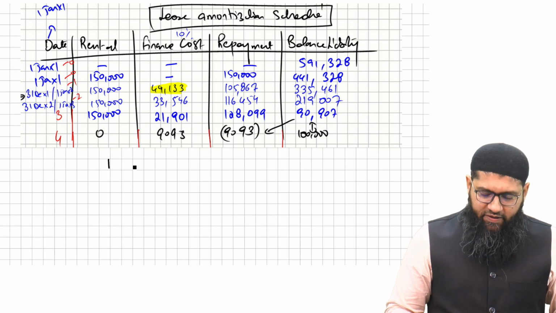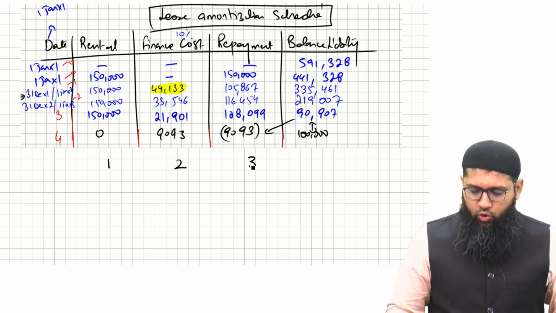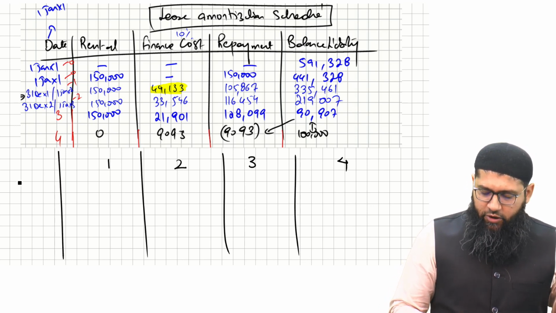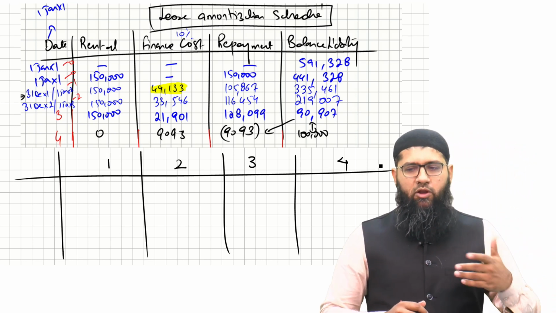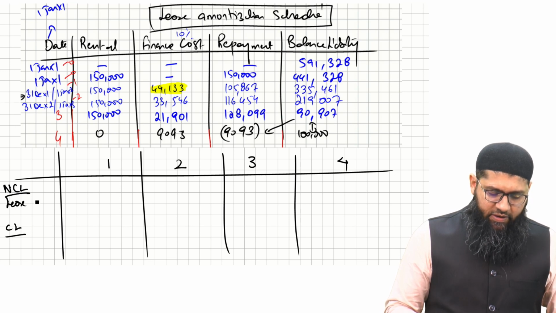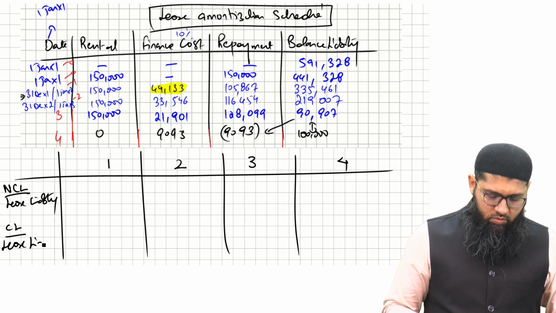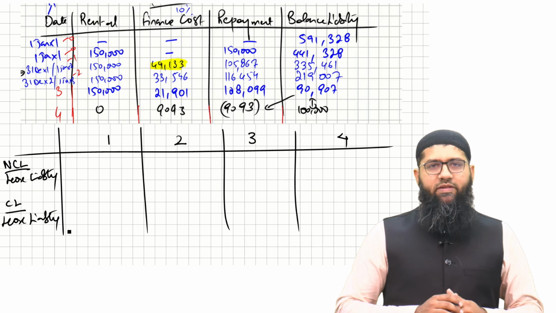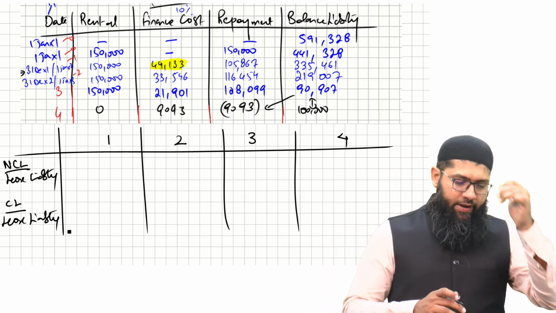So when you would have the financial statement at time period 1, 2, 3 and 4, you know that your liability is to be split between the non-current and the current portion. So I would say non-current liability, I would say current liability. Again, it is lease liability. Now there is a non-current liability, there is a current liability.